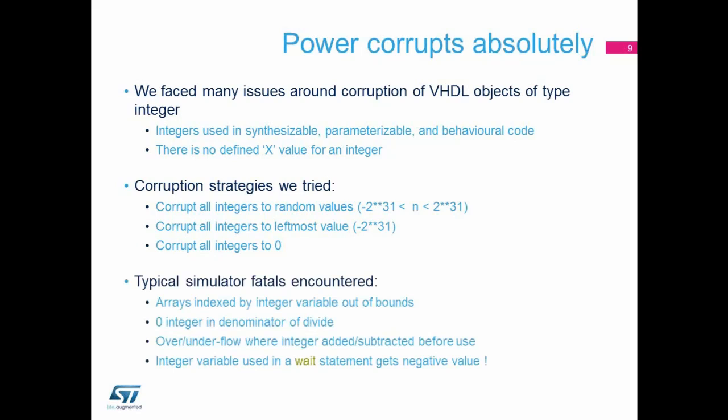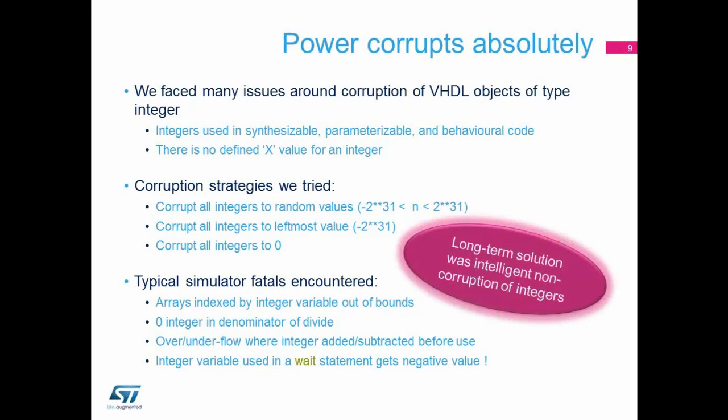We got a lot of fatals. We got arrays that get indexed with an integer value that's gone out of bounds. We get divide by zeros. We get integers that are at one of the limits of the integer range, and then the code is subtracting some constant, and now you're out of range of the integer. It's an underflow error. And then we also had even a corner case where the integer was being used inside a wait statement, and so we ended up with a negative wait value. So there's all sorts of little traps there.